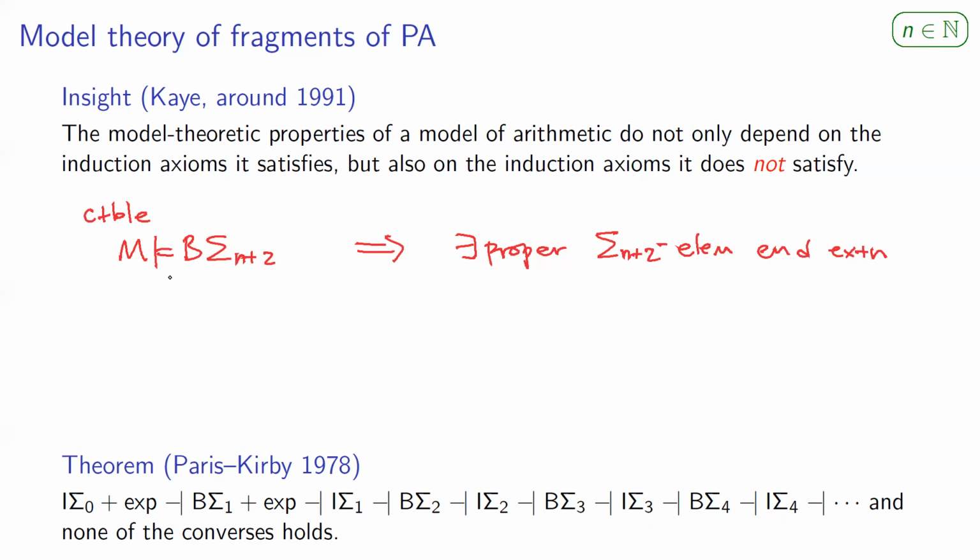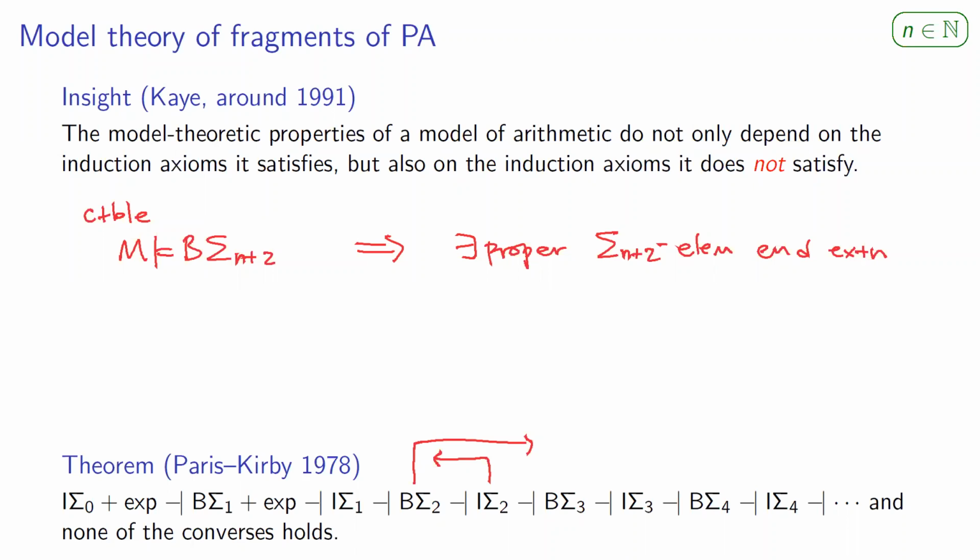But around 91, that's what Kay thinks. If you do not only know that you are, say, above B sigma 2, you actually also know that you have some negative information, you know that you are below I sigma 1, then you have more precise information, and that should tell you more about your models. That's his insight, and lots of the things I'm going to talk about will echo this insight.